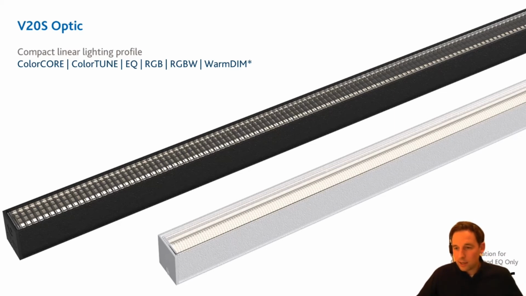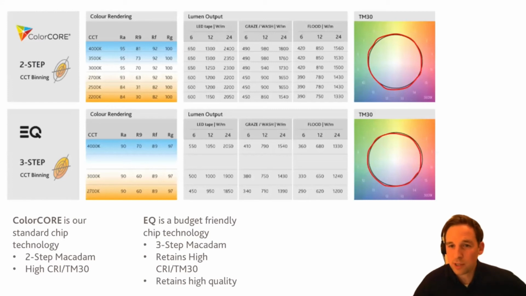And as we practice what we preach there, we have all of the TM-30 and color rendering data on our cut sheet. So this is just a small snip of our cut sheets. We have Color Core and EQ, two of our chip types there. And you can see the different color options that are available. And you can see the Ra, R9, Rf, and gamut index for all of those options. There's more detailed TM-30 data available, but this is just what we could cram onto our spec sheet, as well as the different lumen outputs that you have there.